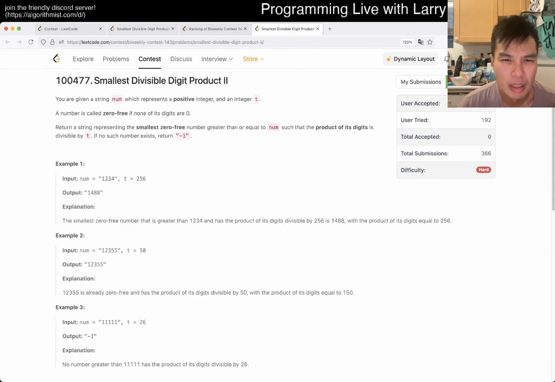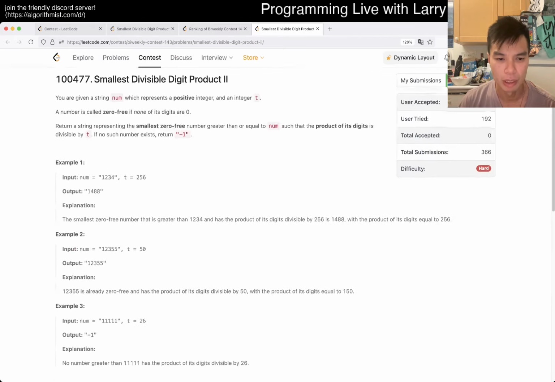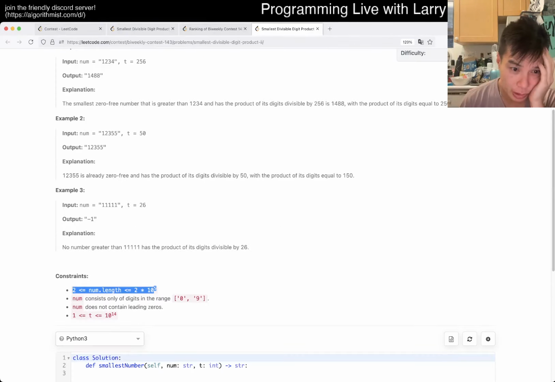Alright, let's read it first. And then the T and then none of its digits are 0. This is a different problem. A number is zero-free if none of its digits are 0. Return a string representing the smallest zero-free number that... And nums can be some ridiculously big number. So it has to be a number greater than... What's T? Wow, T is pretty big. T is a long.